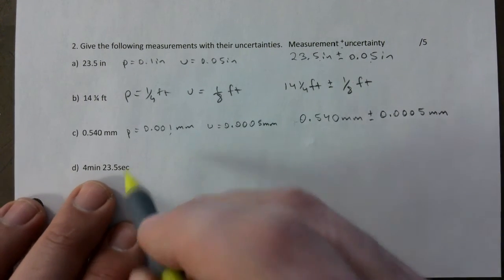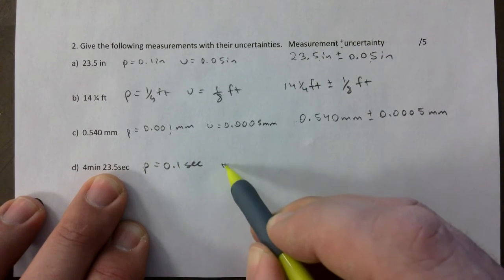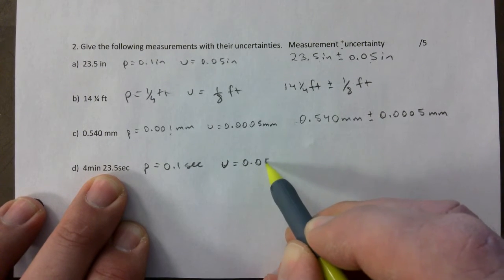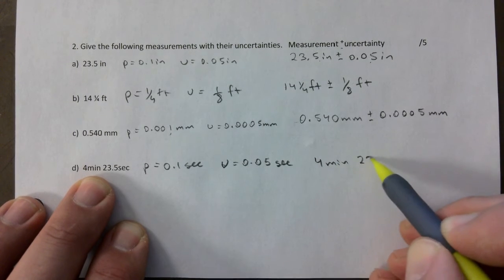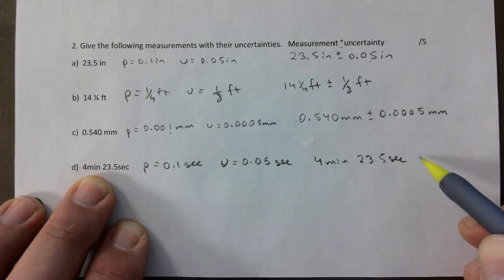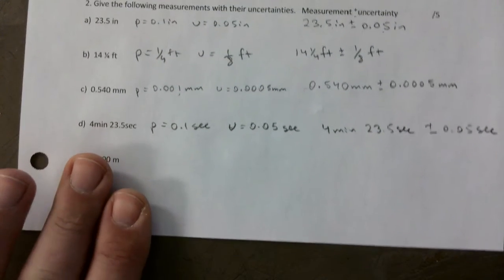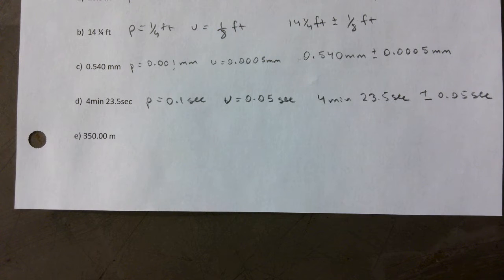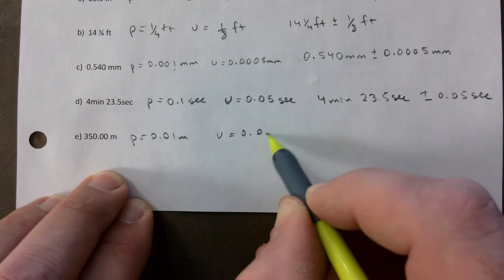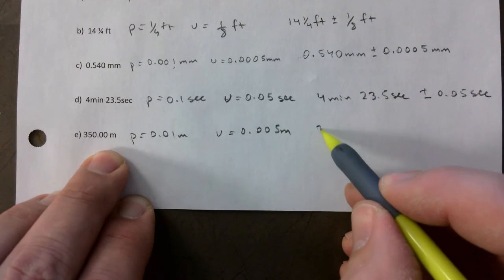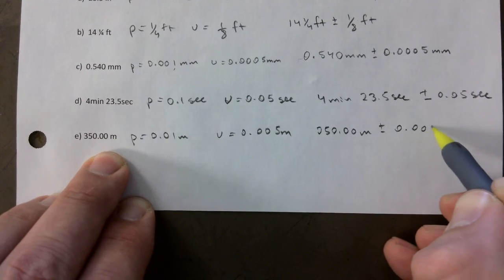Okay. And then here, this one would be precise to the nearest 0.1 of a second. And uncertainty is 0.05 of a second. So you would go 4 minutes, 23.5 seconds, plus or minus 0.05 of a second. And you could always get your min and max out of that. Precision here is 0.01 meter. Uncertainty is 0.005 of a meter. So this would be 350.00 meters plus or minus 0.005 of a meter.